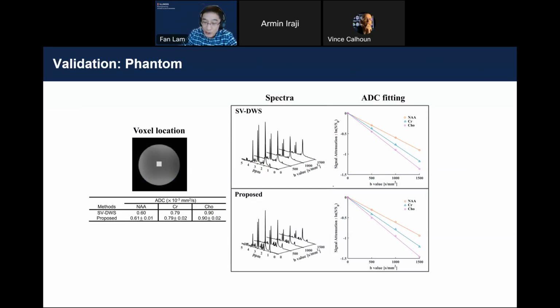Of course, this is still in the initial phase of development. We are trying to really push this forward, but the initial results look very promising. We validated our sequence against the conventionally used single voxel diffusion weighted spectroscopy. You can see the ADC measurement coming from our sequence is very consistent with the standard single voxel diffusion weighted spectroscopy scan. But we have to recognize that in our imaging scan, our individual voxel is 20 times smaller than what you acquire in a single voxel experiment.